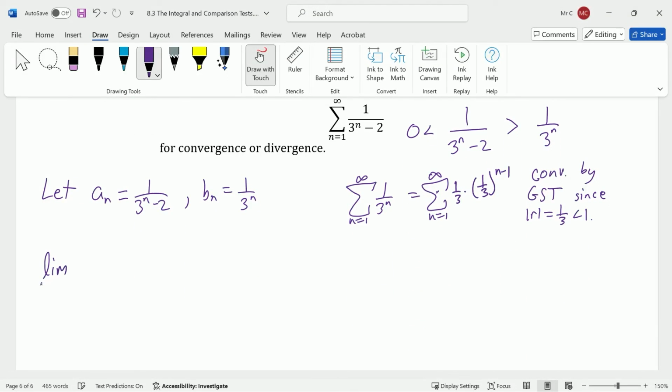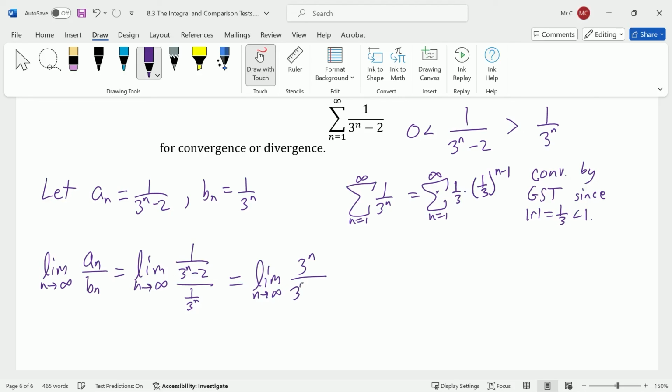So the limit as n goes to infinity of a sub n over b sub n is the limit as n goes to infinity of 1 over 3 to the n minus 2 over 1 over 3 to the n. And dividing by a fraction is just multiplication by the reciprocal. So this gives me 3 to the n over 3 to the n minus 2. And it's not really clear how to evaluate this limit, but I can take the same approach I do for polynomial expressions, and I'll multiply by 1 over the highest power of 3 in the denominator, in this case, which is really 3 to the n.